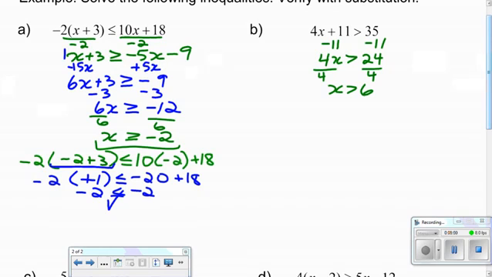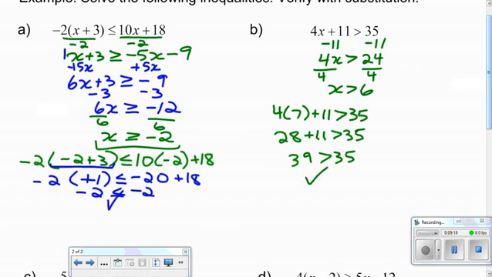So then we're going to verify, we'll pick two values. We need x that's bigger than 6, so let's say 7. So 4 times 7 plus 11 must be greater than 35. 7 times 4 is 28, plus 11 must be greater than 35. 39 is greater than 35. Let's pick a value that's less, so let's pick 0. 0 is less than 6. 4 times 0 plus 11 must be greater than 35. 4 times 0 is 0, so 11 must be greater than 35. It is not. So it looks like we have a good boundary point and a good inequality.